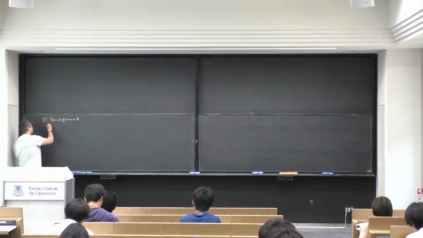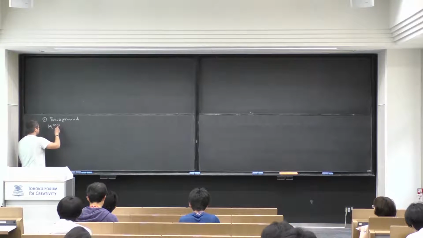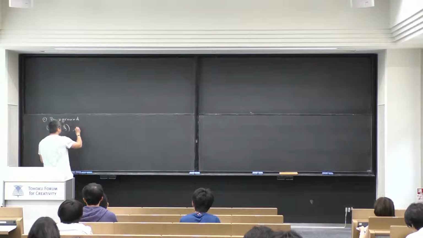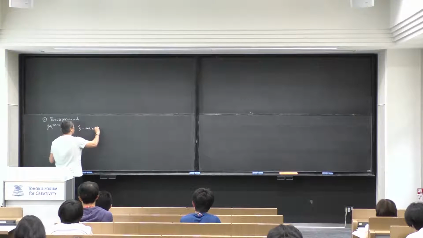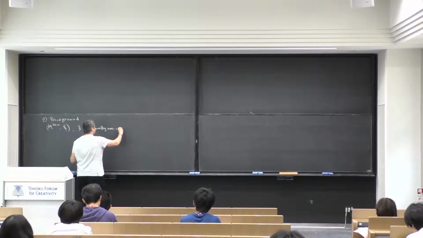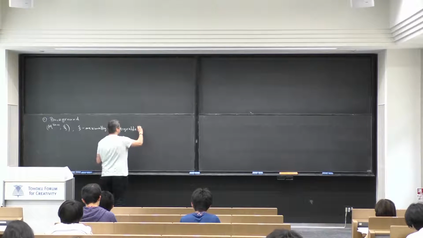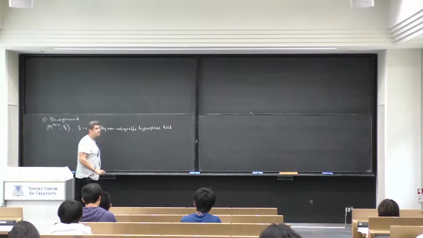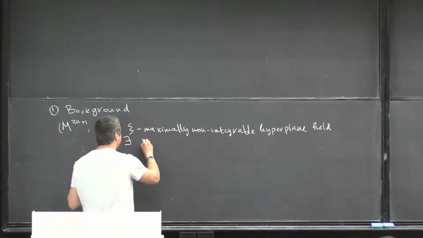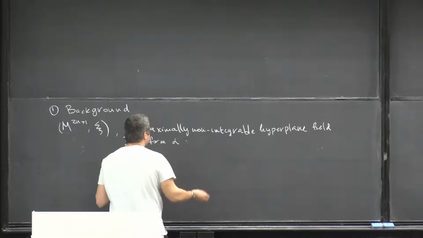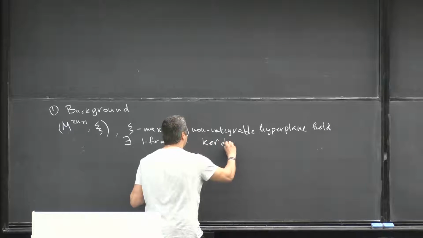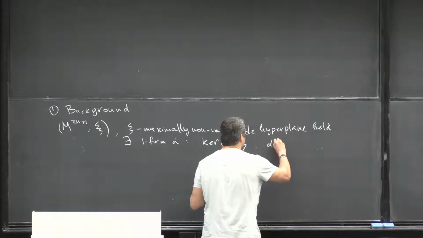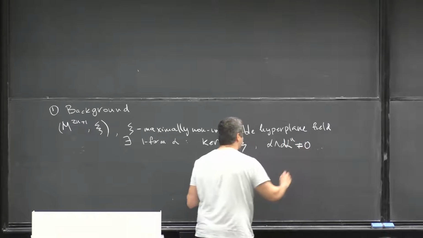We'll consider a 2n plus 1 dimensional contact manifold. It's just an odd dimensional manifold, and it's equipped with a maximally non-integrable hyperplane field. So what does it mean? It means that locally, at least locally, there is a one form alpha such that the kernel of alpha is equal to xi, this hyperplane field, and alpha satisfies the property that alpha wedge d alpha to the nth power is different from 0.